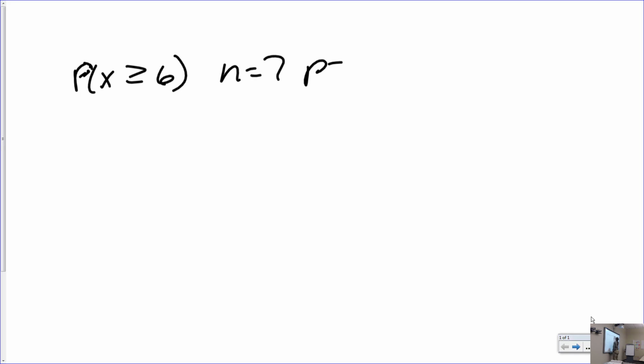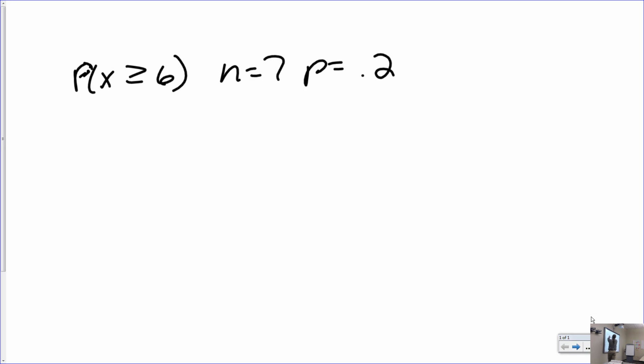So number 14 says P(X is greater than or equal to 6), and n is 7 and p is 0.2. Would you want us to find the percentage for up to 6 and then take that from 100? Because did you say that the 1 plus the bottom equals 1 anyways?